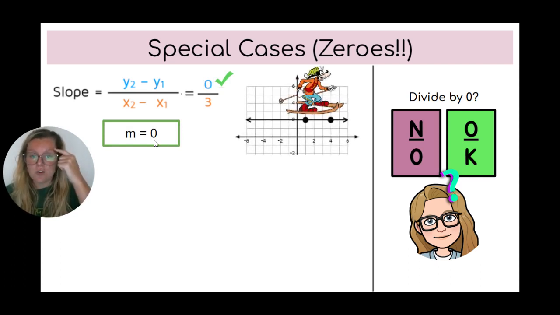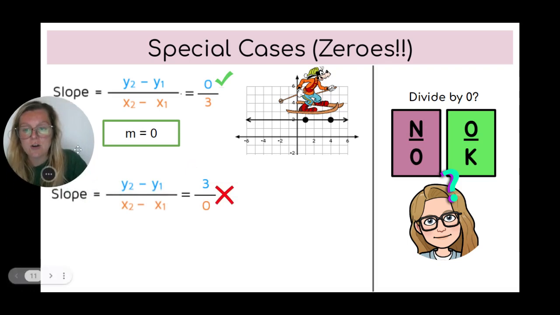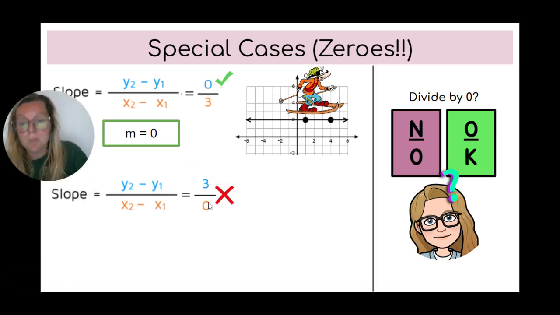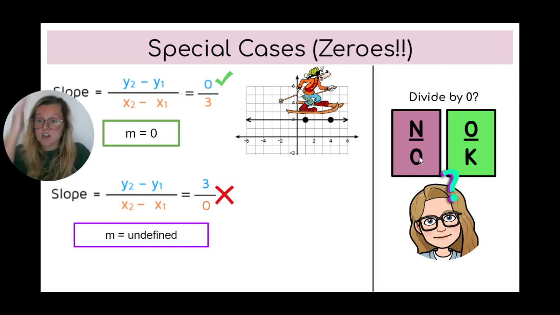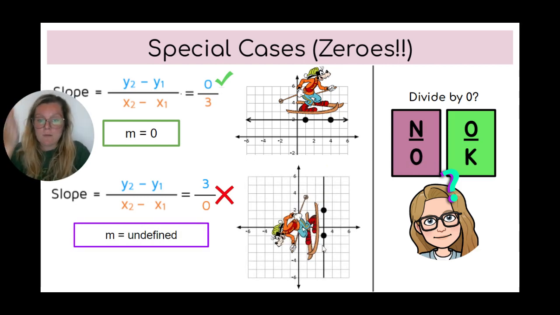And if we think about a graph, remember, that's just your horizontal line. Remember, your treadmill is set at 0 steepness. Okay, let's do one more. So now, if our slope has a 0 on the bottom, I'm like, that is not okay because I'm dividing by 0. So the slope here is actually going to be undefined. And remember, we're going to remember goofy going all the way down to the floor, right? Undefined. When you are dividing by 0, I want you to put that the slope is going to be undefined and you're going to have an up and down line here.